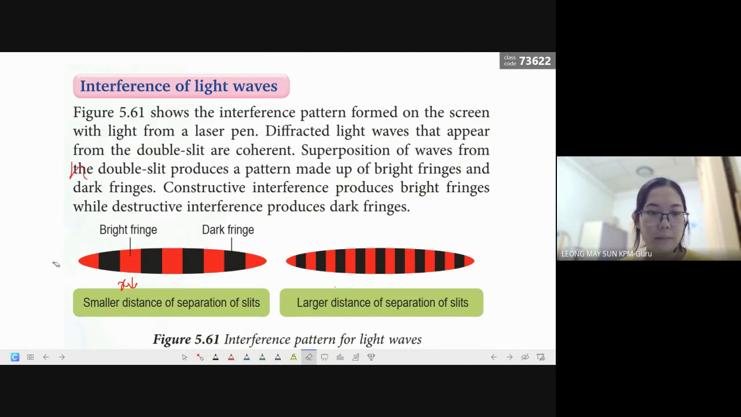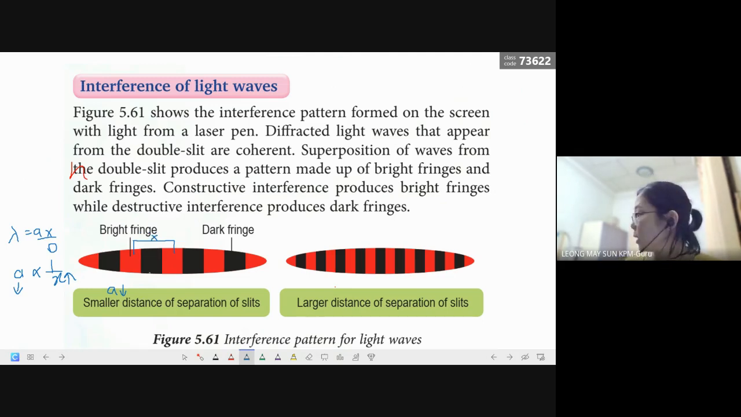Not X is smaller. Smaller distance of separation A is smaller. From the formula lambda equals AX over D, they are side by side over here, which means A is inversely proportionate to X. When the distance of separation of the slits A decreases, X will increase. So X, the distance between two consecutive bright fringes, will increase.